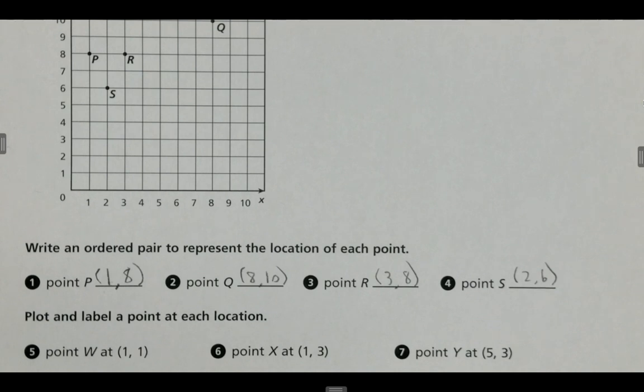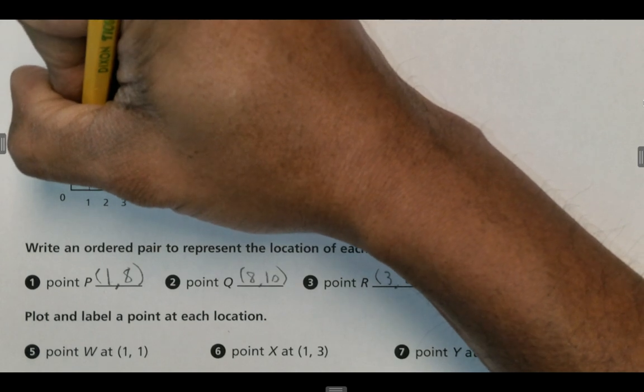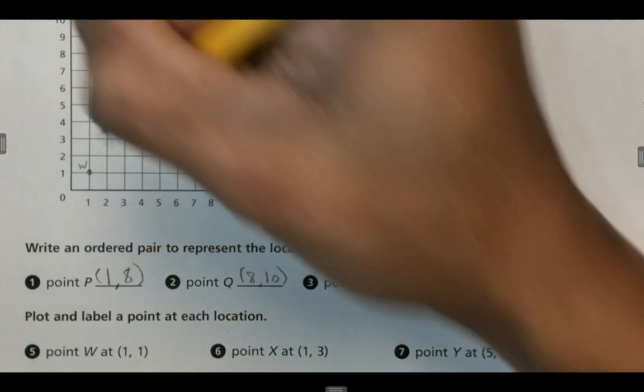Next, we are asked to do the opposite. Plot and label a point at each location. Point W at 1, 1. Okay, so starting at the origin, I'm going to walk 1 and jump 1. I'm going to plot my point. I'm going to label it as W.